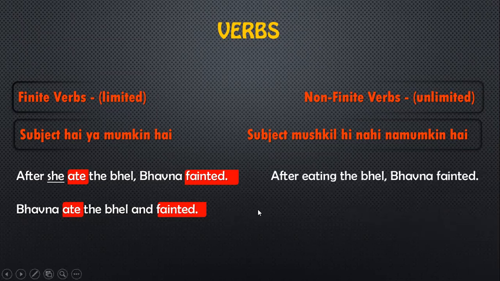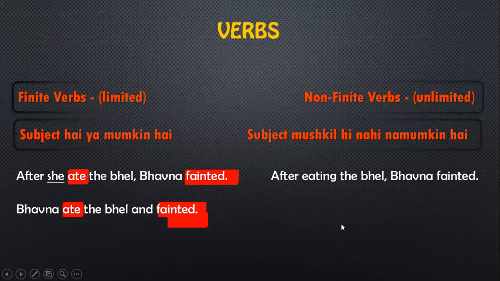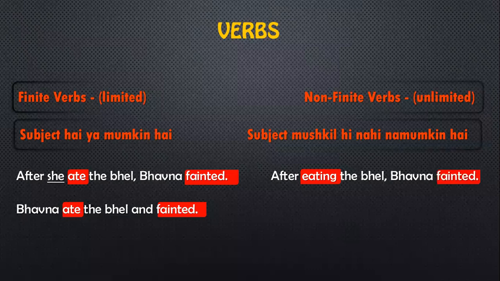Take a look on the other side. That is, after eating the bhel, Bhavna fainted. Eating is the verb, fainted is the verb. But in this case, eating does not have any subject before the verb. That is, we do not have any subject before the verb. After is not a subject. It is a conjunction, isn't it? So here in this case, can we say after she eating the bhel, Bhavna fainted? This is completely illogical. Hence, we say eating is a non-finite verb. While on the other hand, only fainted here is a finite verb.